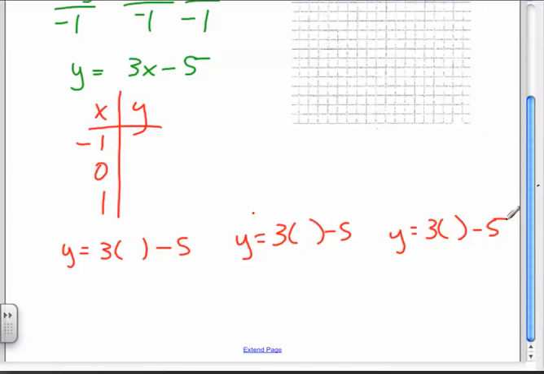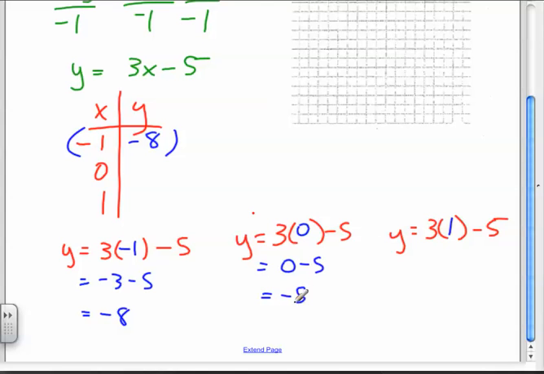So let's see. We're going to plug in negative 1 here, 0 here, and 1 there. All right. So that means that y, when I use negative 1, I'm going to get negative 3 minus 5 equals negative 8. Okay? Negative 8. So that's 1 point. Then, for the next one, 3 times 0 is 0 minus 5. I'm going to get negative 5. All right? That's another point. And then the last one, I'm going to get 3 minus 5. I get negative 2.